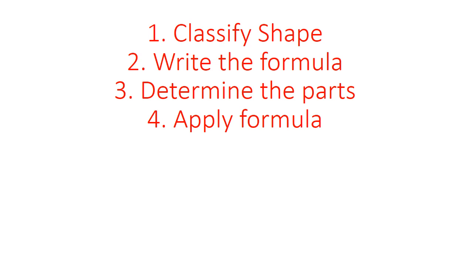So when we want to determine the surface area, there's a 4-step process that will help us do that. The first thing we need to do is classify the shape. Is it a pyramid? Is it a prism? Is it a cylinder? What type of shape do we have? Then we're going to write the formula for that particular shape. We're going to determine the parts or the variables that we have and what those numbers would be. And then we're going to apply the formula using those numbers in the formula.